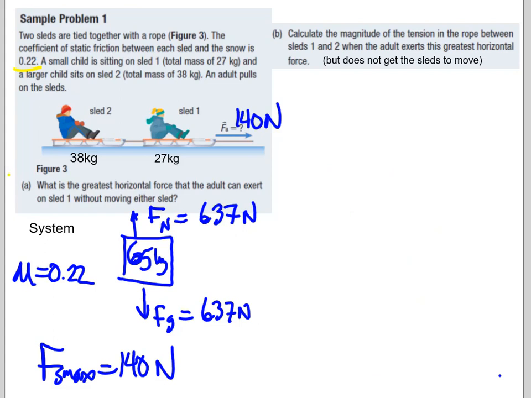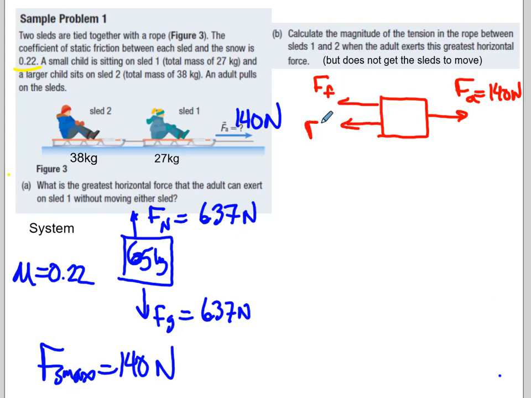So I want to draw a quick little free body diagram. I'm going to do it on sled 1. I have F_A, which is the 140 newtons. Now here's where I've got to be careful. There is a force of friction acting on that sled, but there's also a tension force from the rope going back to the sled.